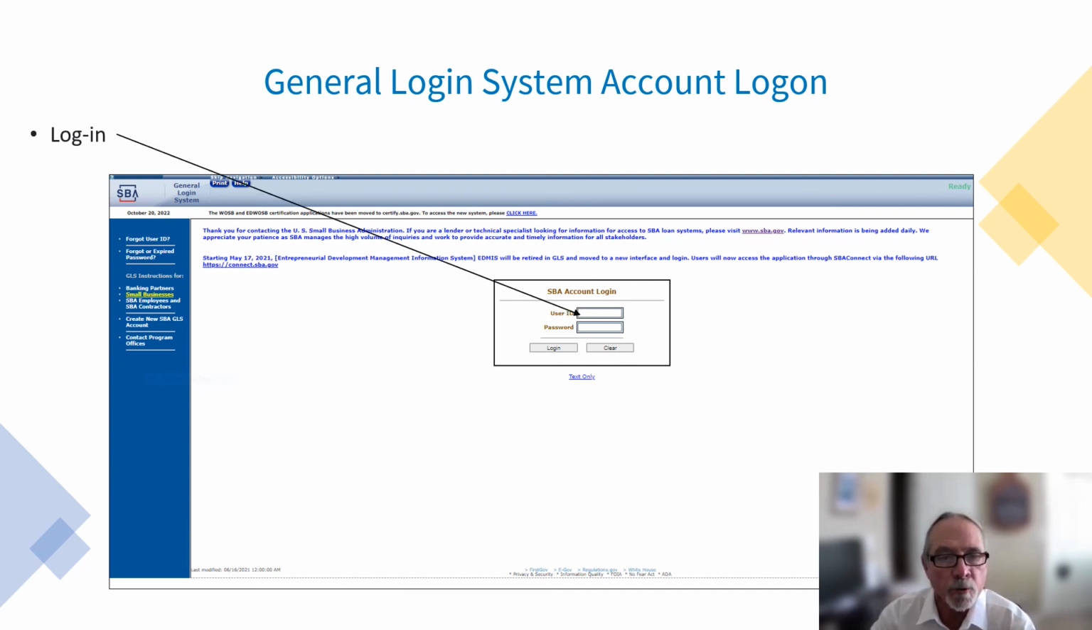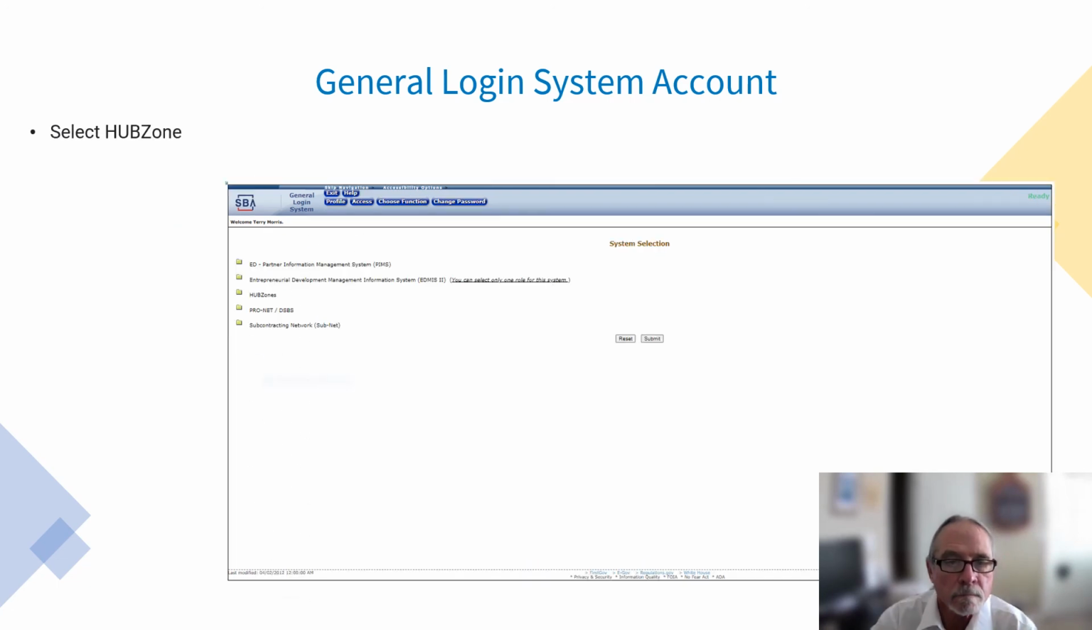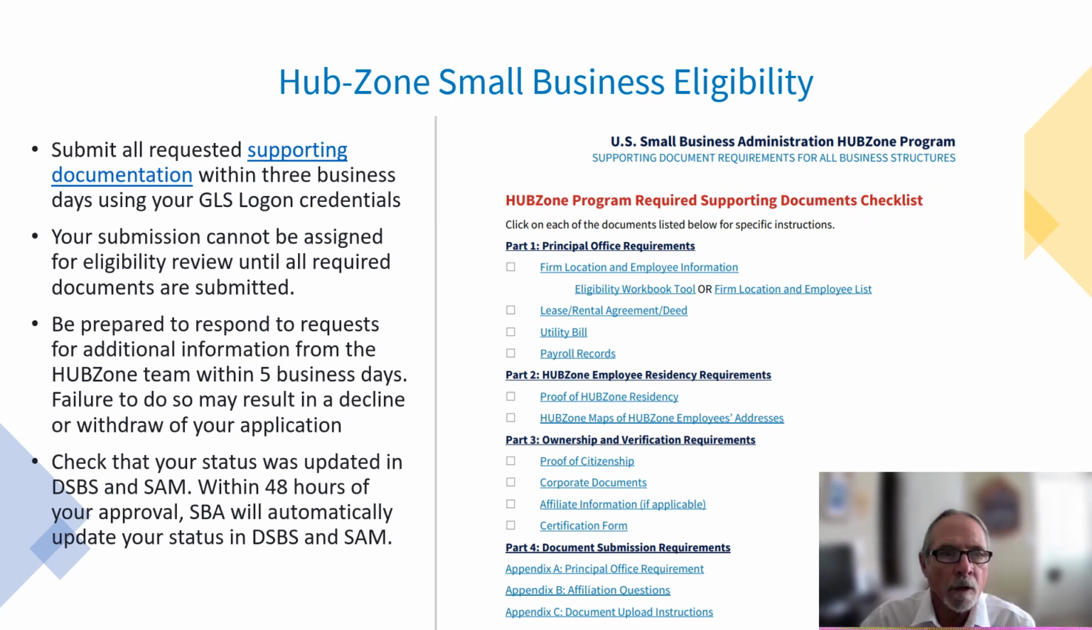Once your account has been approved, you'll be able to log in to the general login system. Next, select Access Function button. Select HUBZone button. Clicking on Supporting Documentation link will allow you to download the HUBZone checklist. Use this checklist to complete all requirements before applying. Once the checklist requirements are met, apply using your GLS account.